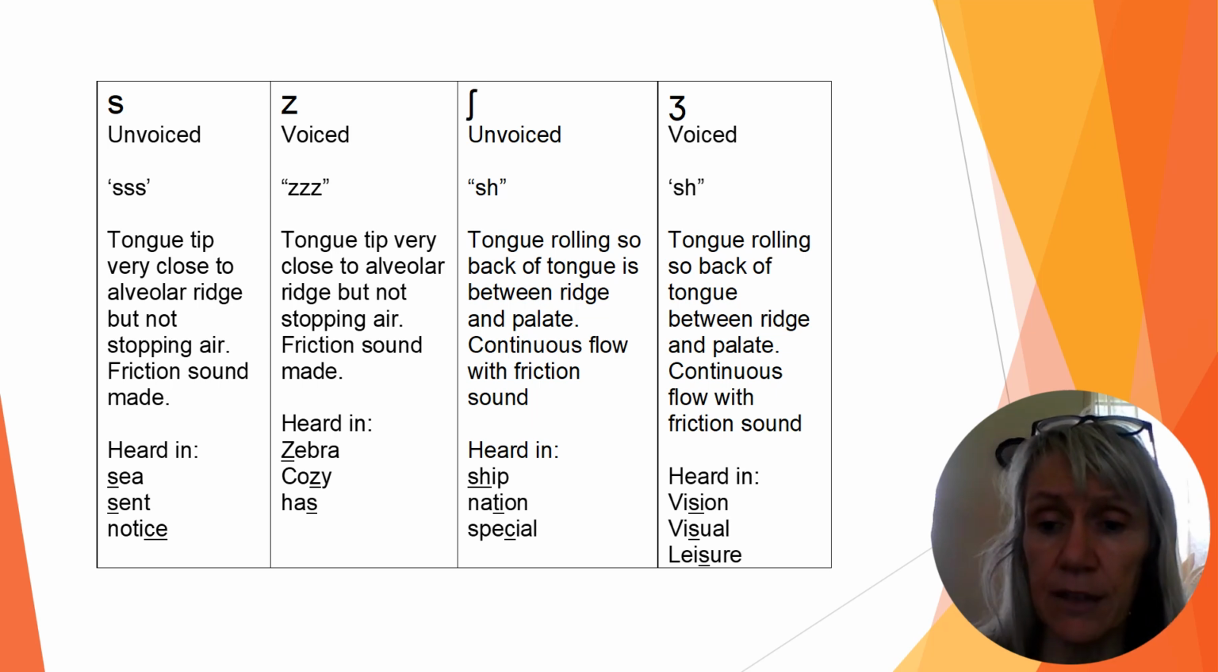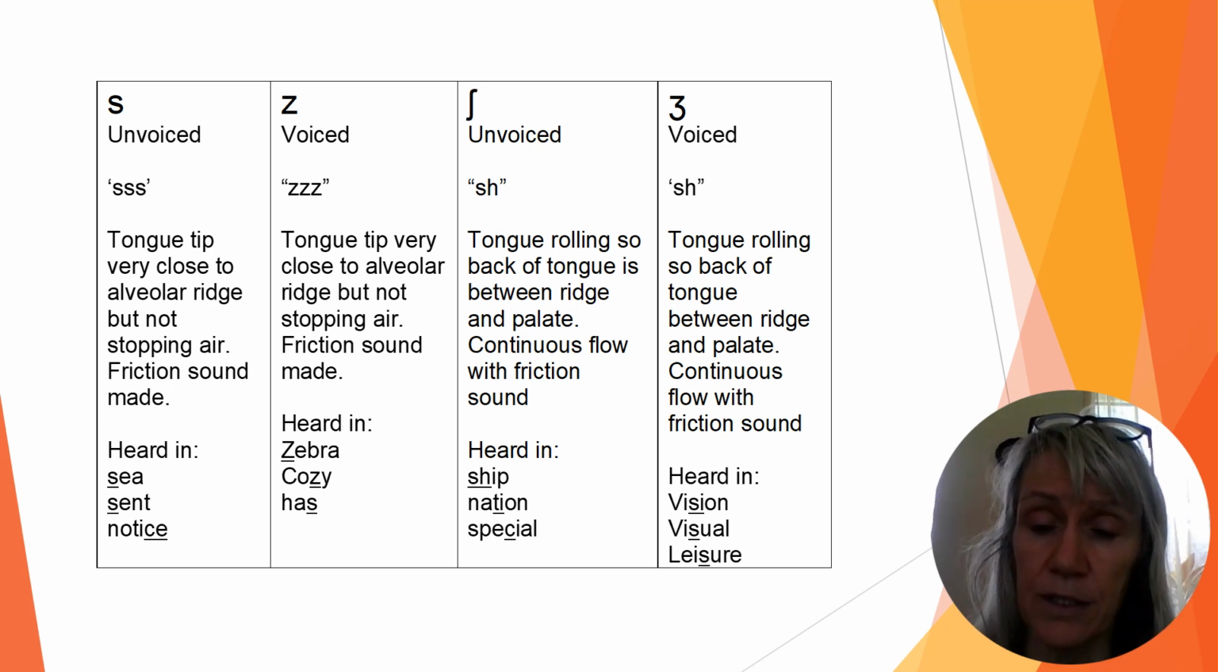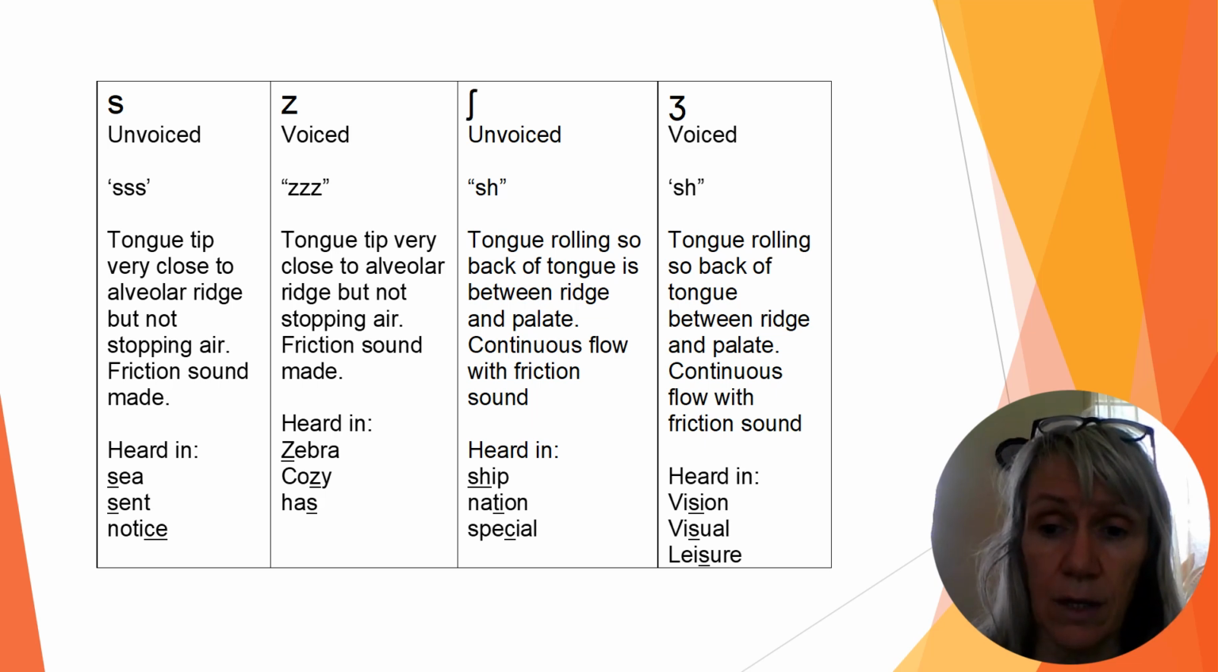Then we have that funny looking S all by itself. We've seen it with the ch sound and with the T, but now we just have the funny looking S, and that makes the sh sound, which is another digraph, okay? A digraph is two letters coming together to make one sound. Tongue rolling, so the back of the tongue is between the ridge and palate, continuous flow with a friction sound. It's heard in ship, nation, special.